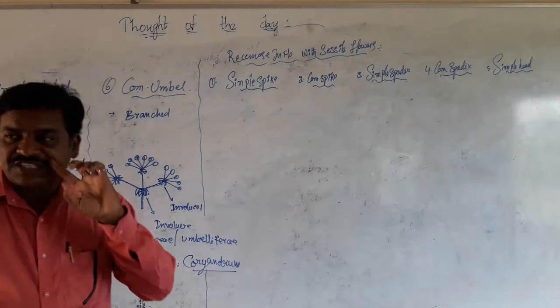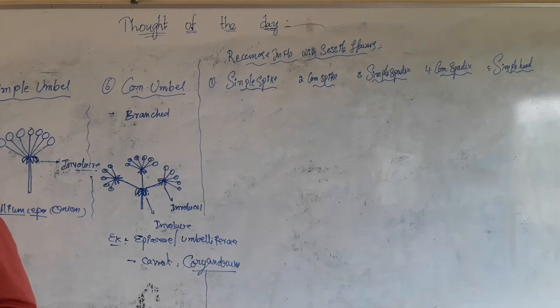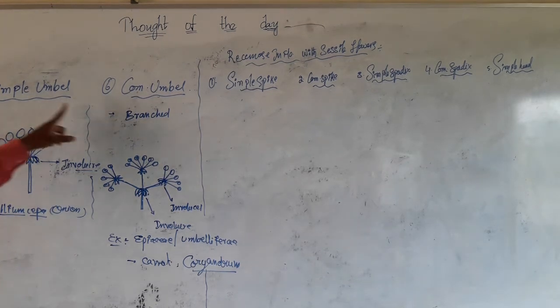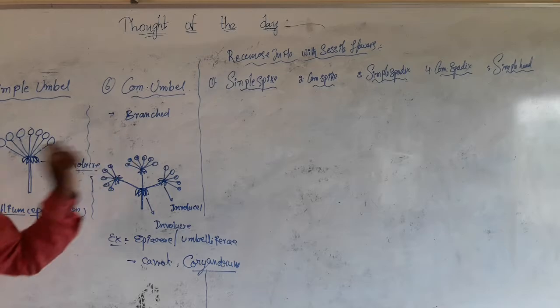Total resinous inflorescences can be divided into two categories. Resinous inflorescences with pedicellate flowers, there are total six types. This is the fifth one and this is the last one. Similarly, resinous inflorescences with sessile flowers are also divided into total six types.